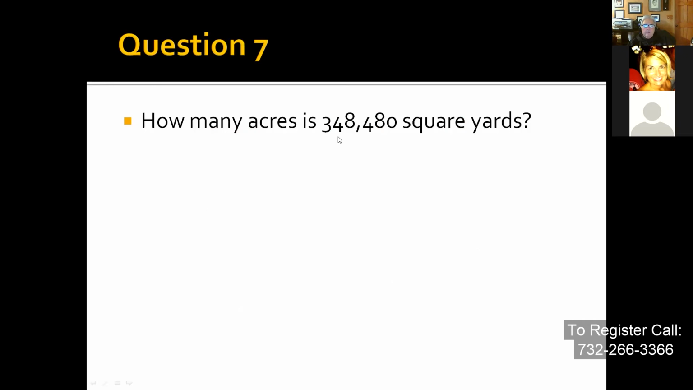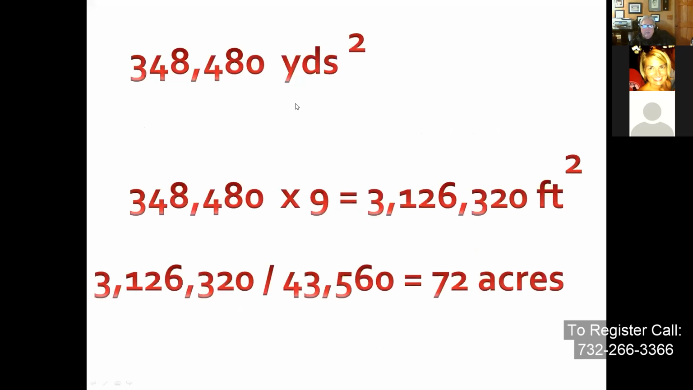All right, how many acres is 348,480 square yards? This is a little bit of a tricky question I threw in here. Remember, acres is in square feet, right? An acre is 43,560 square feet. So if we have 348,480 square yards, we multiply it by 9, because there are 9 square feet in a square yard. That's how many square feet we have.